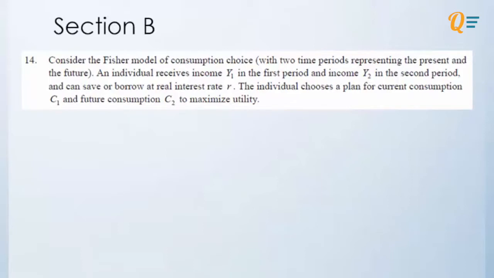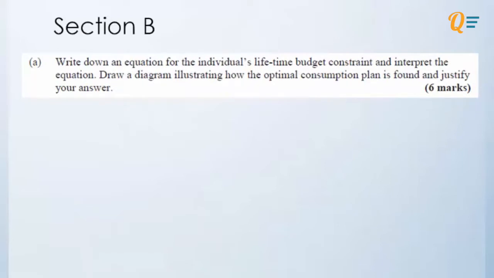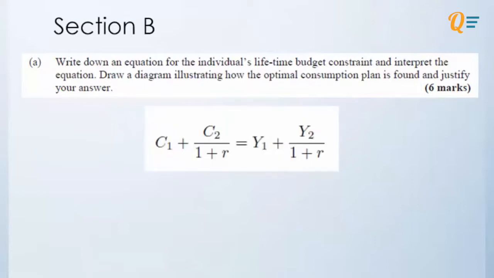So now for part 2, question 14 of the 2013 Zone A paper. You have this following question. Read the description, and then let's move on to the first part. So now this is a simple question, gives you 6 marks. You just need to write down the lifetime budget constraint and then interpret the equation, draw a diagram, and tell them how you find the optimal consumption plan.